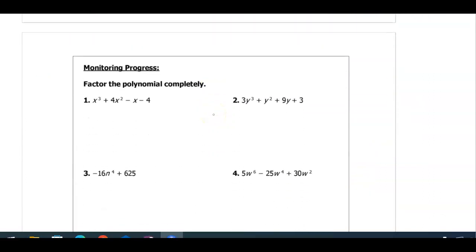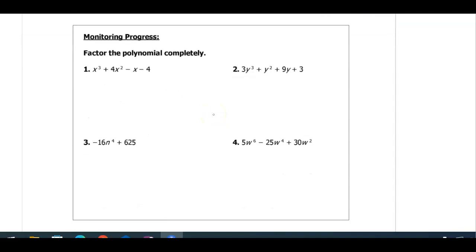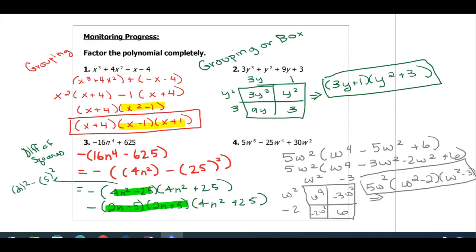All right, so next you see the monitoring progress. I'm not going to go through these one by one, but if you feel like you need more practice, I want you to pause this video, go over them, do them yourself, and then I will work them out and show you the final answers step by step so you can check yourself. All right, guys, so this is what you should have gotten here.